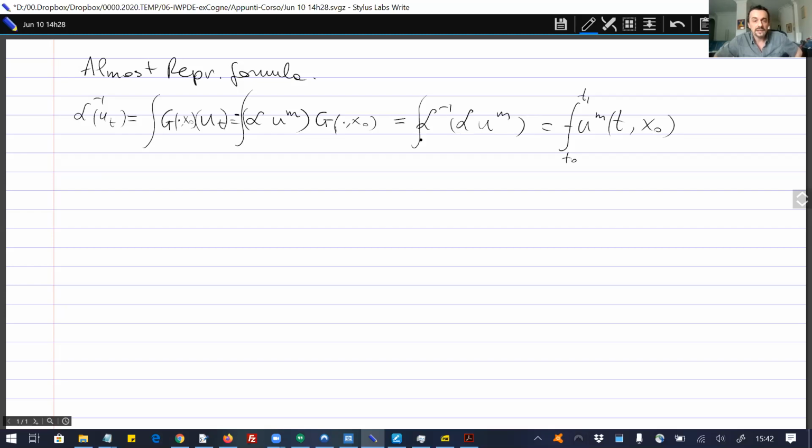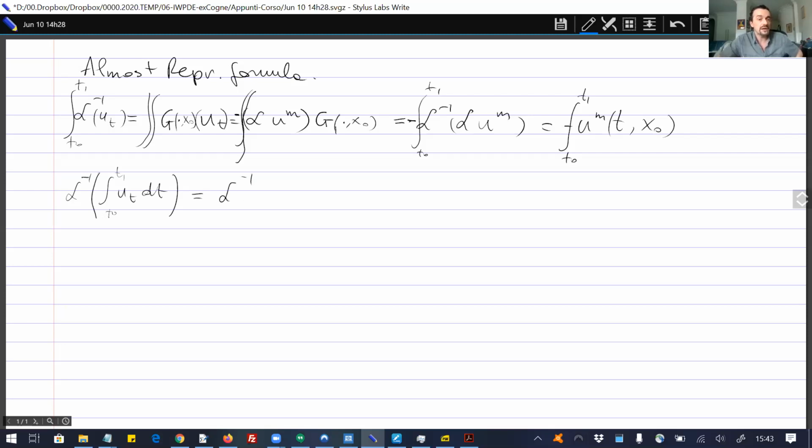Which means integrating in time between t0 and t1 also here, which means again integrating here also in time, which means here. But here you can commute the two integrals. It's just, again, an interchange of integrals. So what you have here is L minus one of the integral between t0 and t1 of u(t) in dt. And this you can solve.